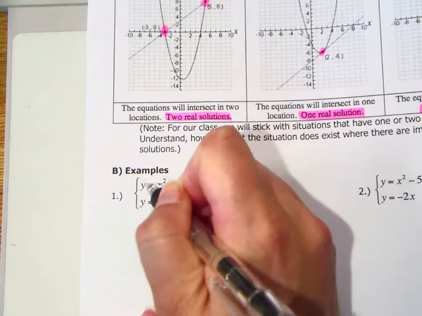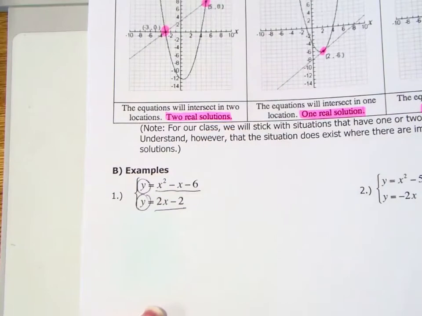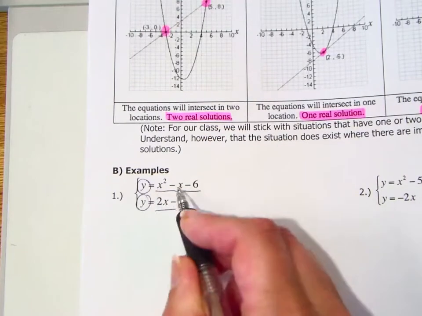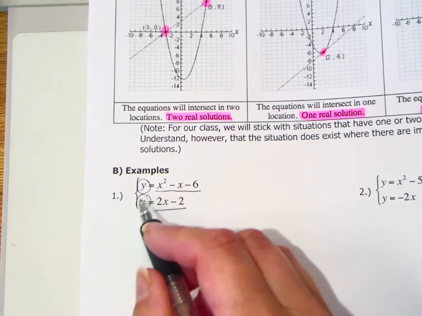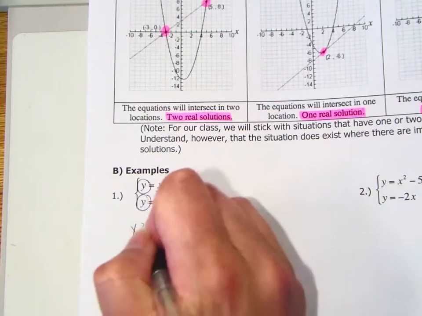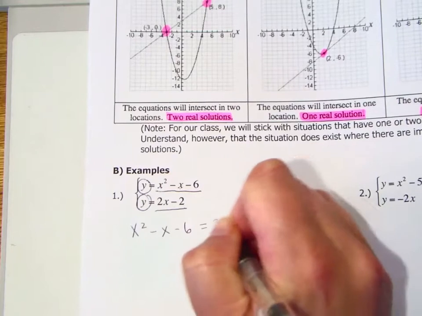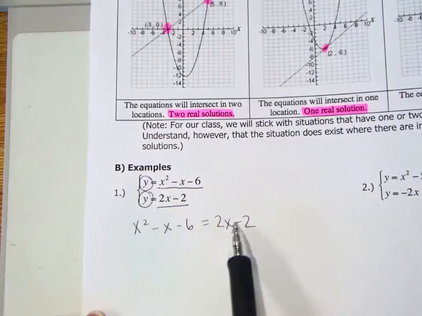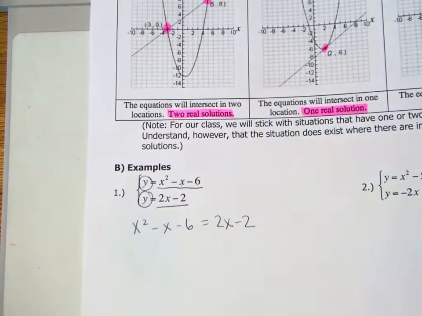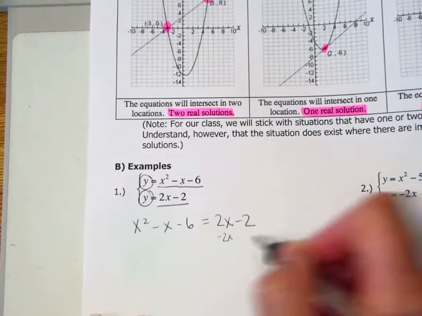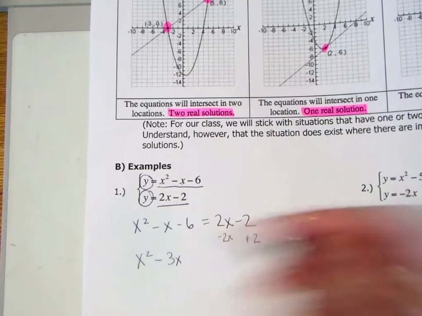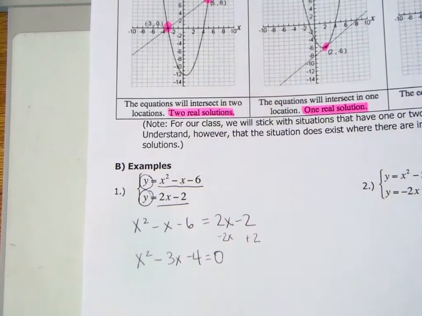Because both of those quantities equal y, we can set those two expressions equal. Since this quantity is equal to y and this quantity is equal to y, then they must be equal to each other. So x squared minus x minus 6 equals 2x minus 2. Okay, we have a quadratic. We're going to get everything on one side, and then we'll try to factor if we can, if not quadratic formula. So subtract the 2x and add the 2 is what I'm going to do. That gives me x squared minus 3x minus 4 equals 0.